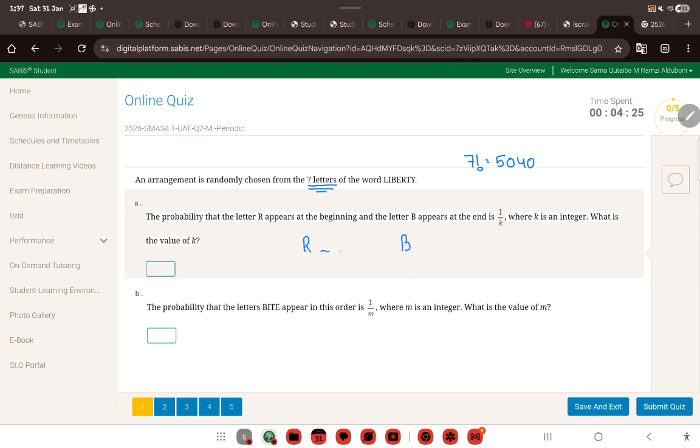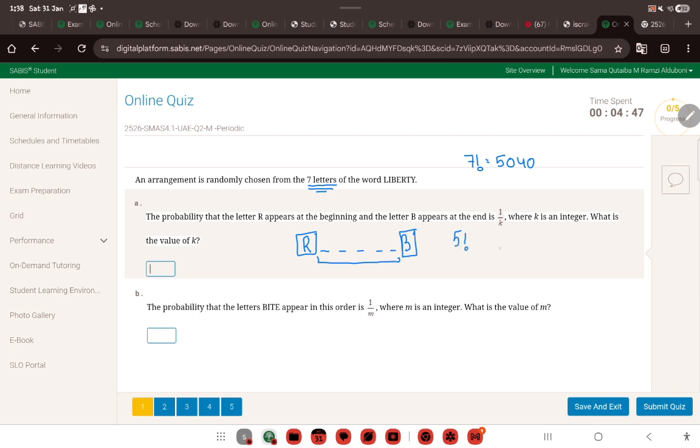There's 5 letters in between. So 1, 2, okay. R is fixed, B is fixed. We cannot change their arrangements since the question itself fixed them in their places. We can only change the arrangements of the 5 letters in between them. So we do 5 factorial.